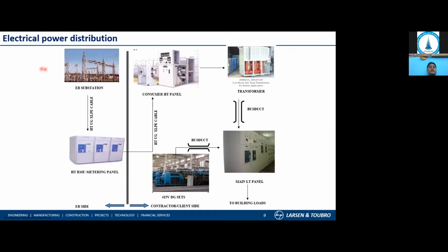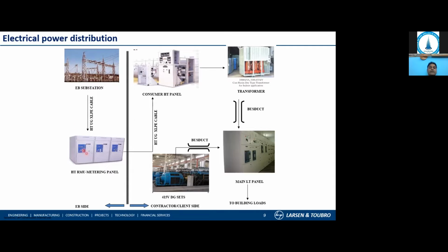This is where the power from the utility company is brought into the EB substation. The EB substation, as I said, depends on the demand. I will be covering that in the subsequent slides. When you get the power here, it is decided whether the power I'm getting is low voltage, high voltage, or extra high voltage. It depends on the size of the building and the demand.